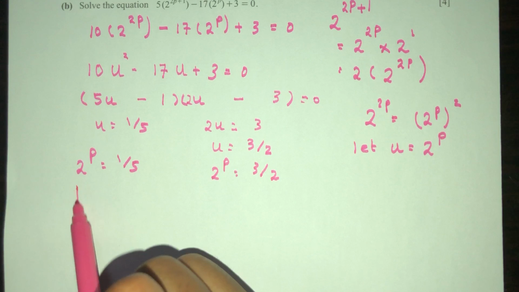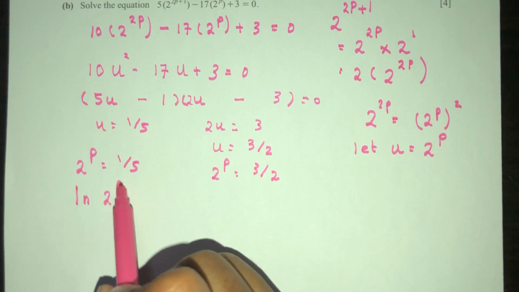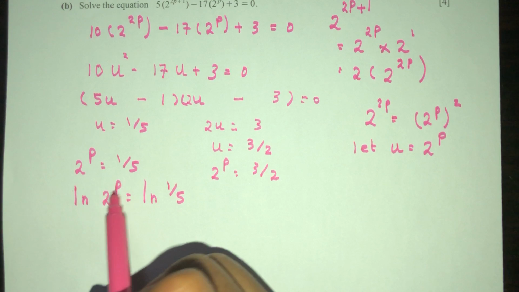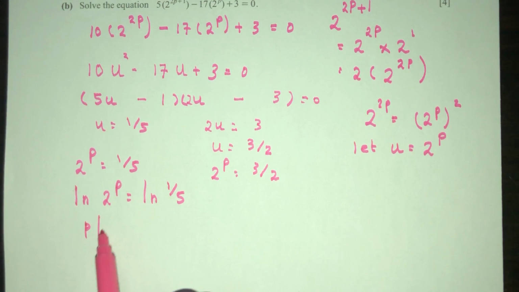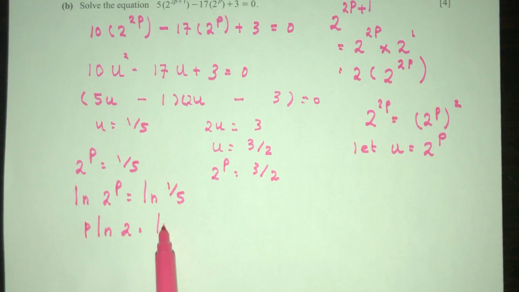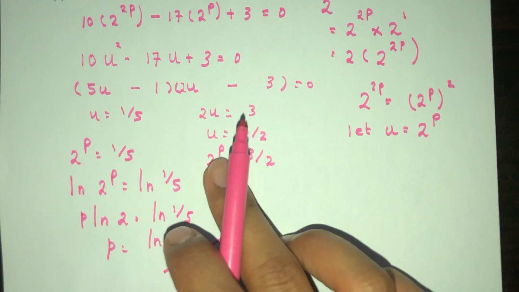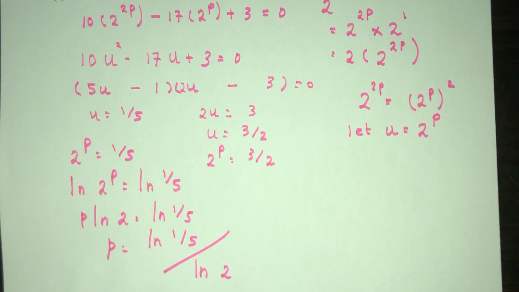So apply ln, ln of 2^p will become ln of 1/5. So we can send the exponent here, you will have p ln 2 equal to ln of 1/5. So p will be ln of 1/5 divided by ln 2. This is one of the solutions, and again, this other one you will solve the same way, applying ln on both sides, but I will leave this up to you guys to do it. It's the same thing, it should be pretty easy.